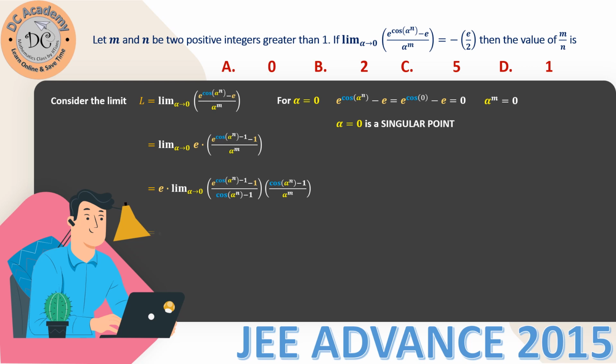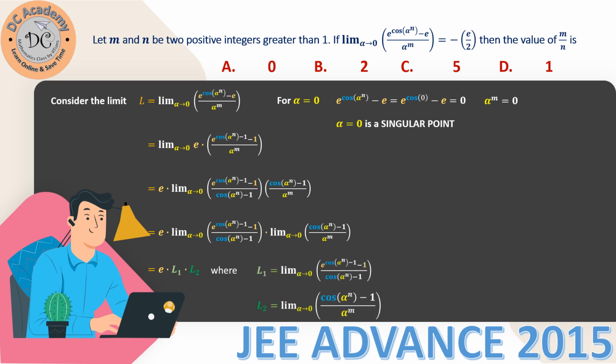Now let's separate the limit. Here we just separate it. E is a constant, which comes out of the limit as alpha tends to 0, multiplied by another limit. So our required limit L can be considered as e times L1 times L2, where L1 and L2 are as defined. That's the normal approach. Now if we are able to calculate L1 and L2 separately, our job is done. So let's go ahead and try to find the limits L1 and L2 separately.